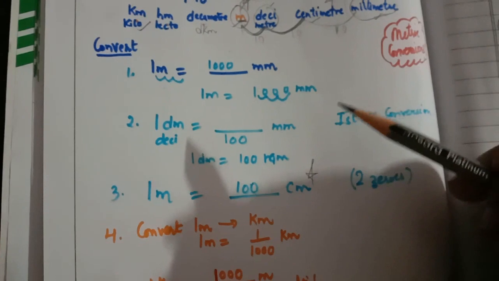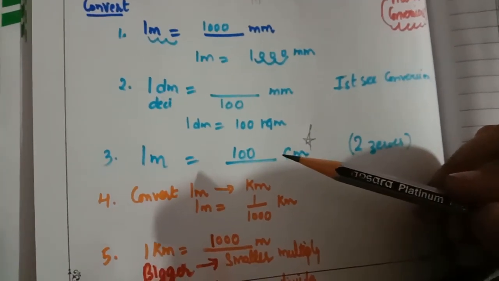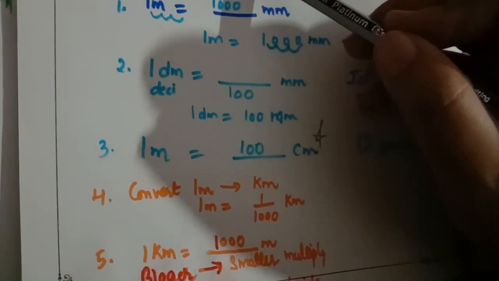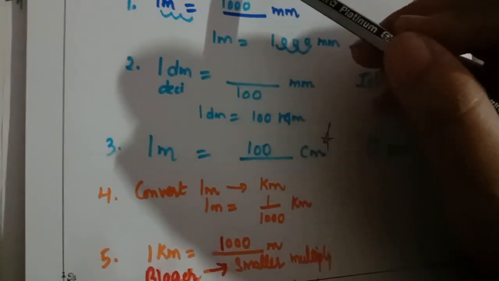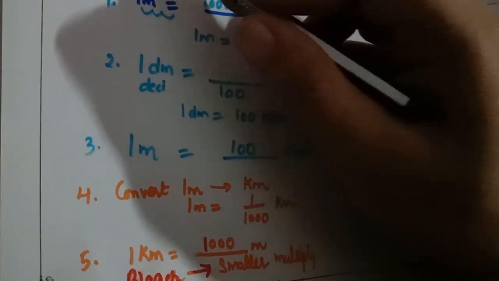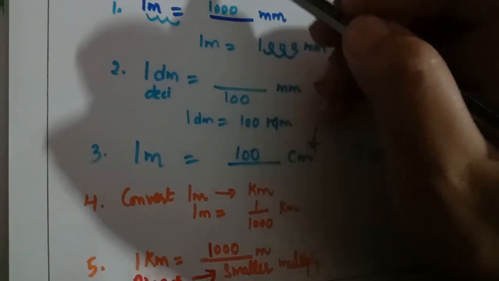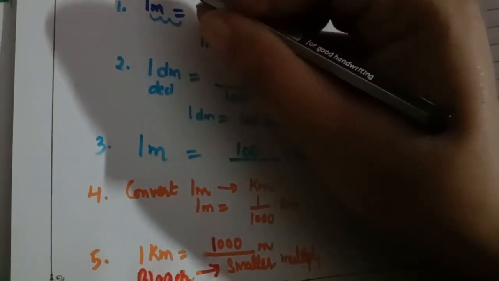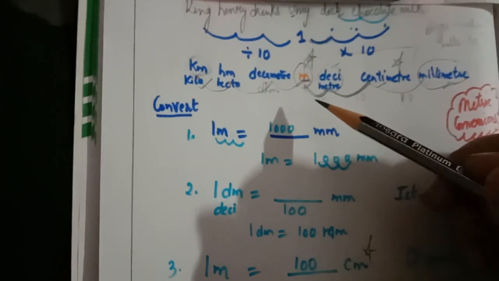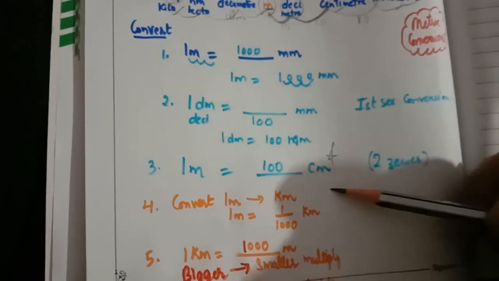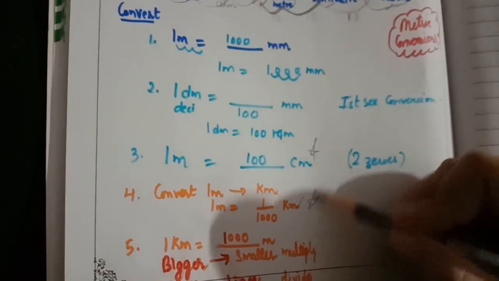Okay, next is 1 meter is equal to how many kilometers? As I told you, when we go from smaller to bigger, then we should divide. So meter is here. Let's count how many places are in between meter and kilometer. So 1, 2 and 3. So we are going from smaller to bigger, that means we should divide. So 1 meter is equal to 1 by 1000 kilometer. Clear? This is important, you should remember.